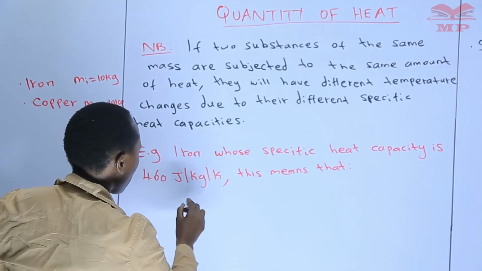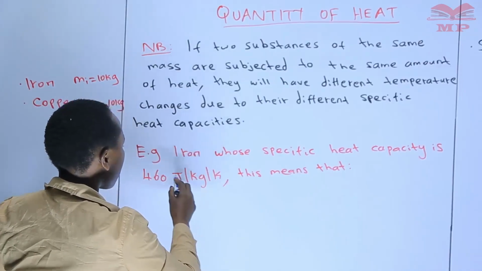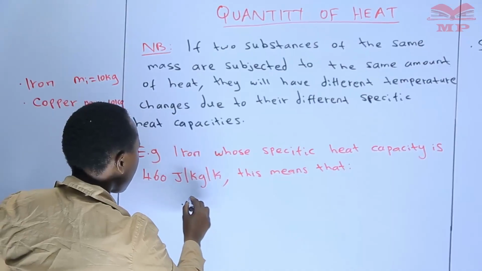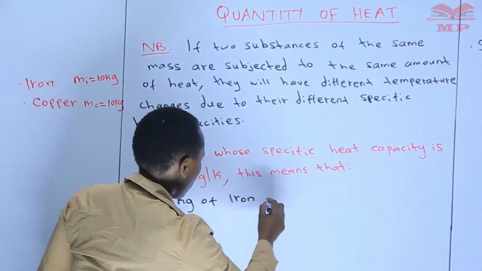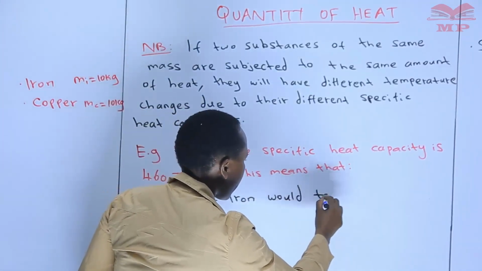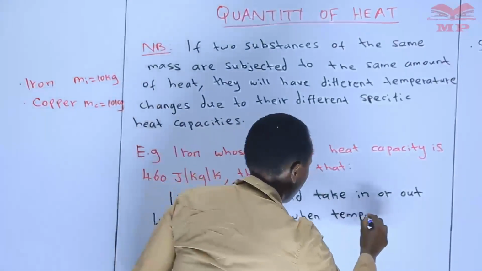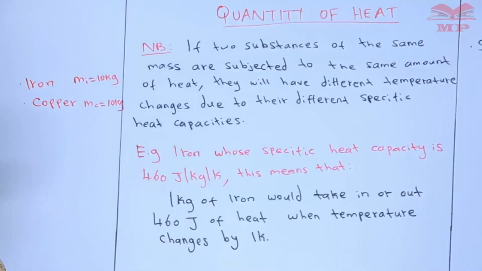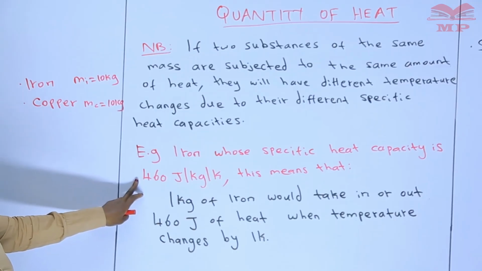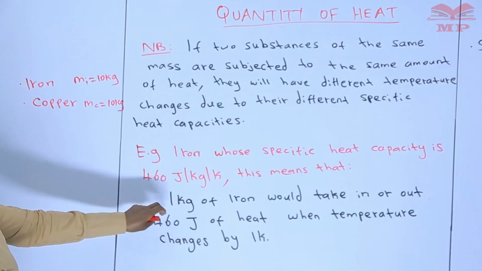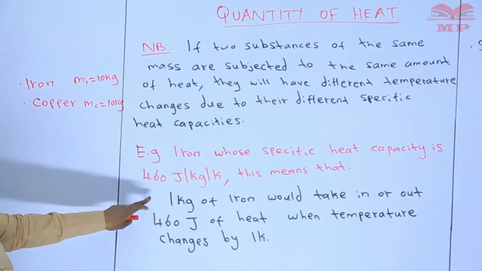So we can say the following, that because we have 460 joules per kilogram per Kelvin, it means that 1 kilogram of iron will take in or out 460 joules of heat when the temperature changes by 1 Kelvin.